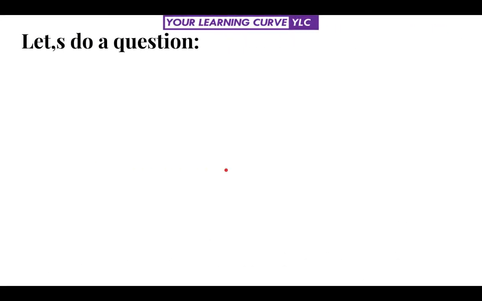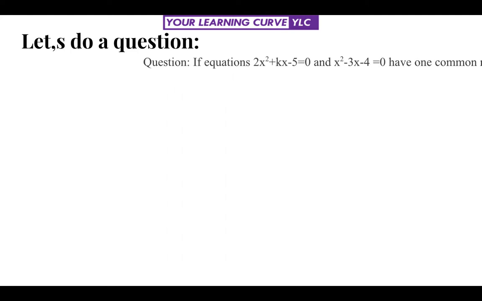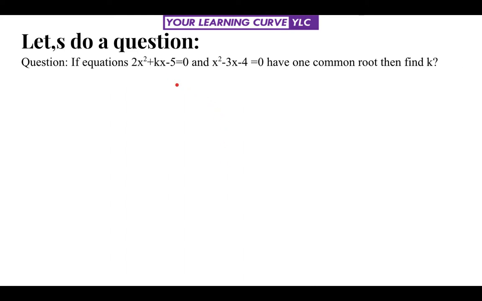Now let's do a question. The question is, if equations 2x square plus kx minus 5 equal to 0 and x square minus 3x minus 4 is equal to 0 have one common root, then you have to find the value of k. Pause the video, try the question.